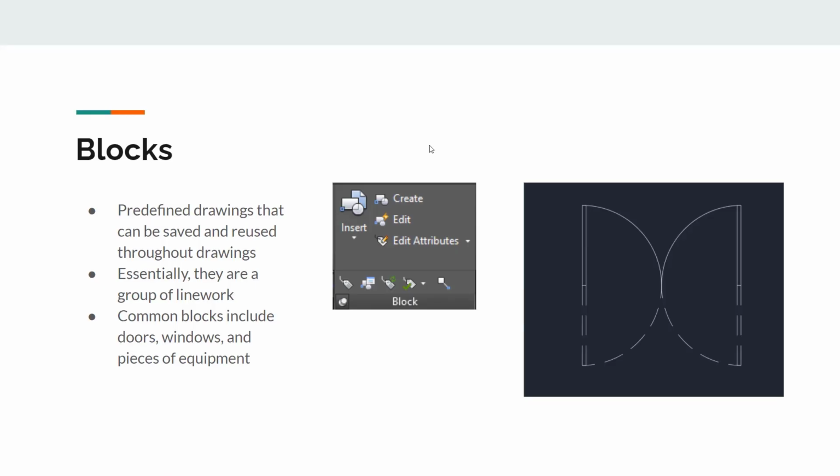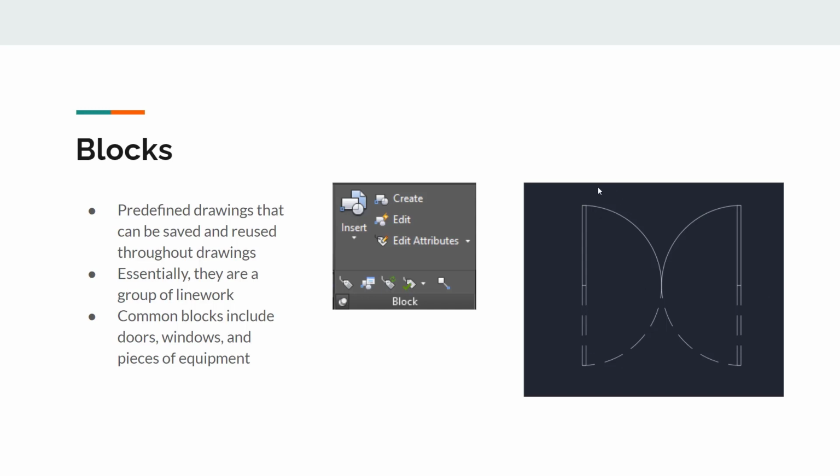All right, so lastly, I just wanted to touch on blocks. Blocks are basically predefined drawings that can be saved and reused throughout the drawings that you're going to be making. And essentially, they're just a grouping of line work, okay? So you can create your own blocks, or you can use blocks that you find within online libraries. You can download them and import them into your projects and stuff. But basically, this over here, this is an example of a double door block.